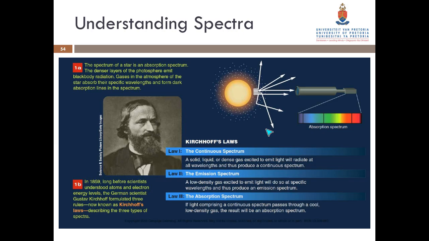And then an absorption spectrum: if light comprising a continuous spectrum passes through a cool, low-density gas, the result will be an absorption spectrum. So remember, a solid, a liquid, or a high-density gas gives a continuous spectrum. A low-density gas that is excited gives an emission spectrum. And when continuous light moves through a cool, low-density gas, that gives an absorption spectrum. Are you happy with these three definitions?